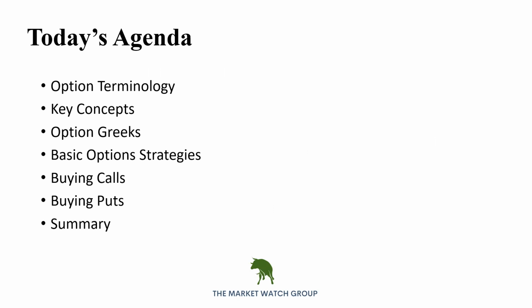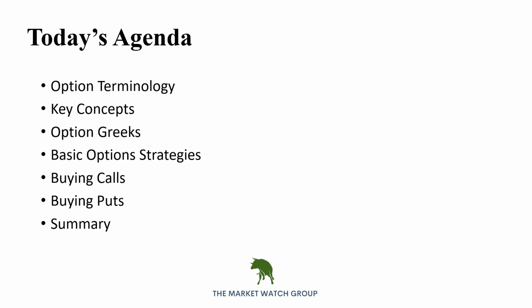Key concepts, understanding a few things. We're going to scratch the surface. We're just going to really lightly look at the Greeks. We have an entire session planned for the Greeks. Delta, theta, vega, gamma, right? And what does that mean? And how do we integrate that into what we're doing?